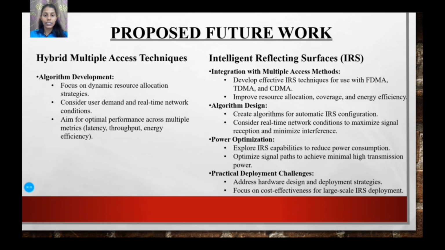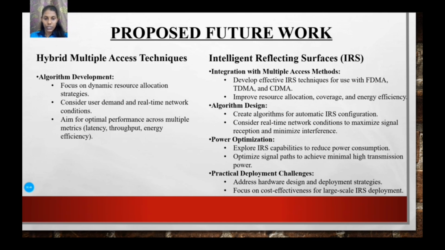Second is intelligent reflective surfaces, in short IRS. First is integration with the multiple access methods. Develop effective IRS techniques for use with FDMA, TDMA, and CDMA. Improve resource allocation, coverage, and energy efficiency. Second is algorithm design. Create algorithms for automatic IRS configuration. Consider real-time network conditions to maximize signal reception and minimize interference.